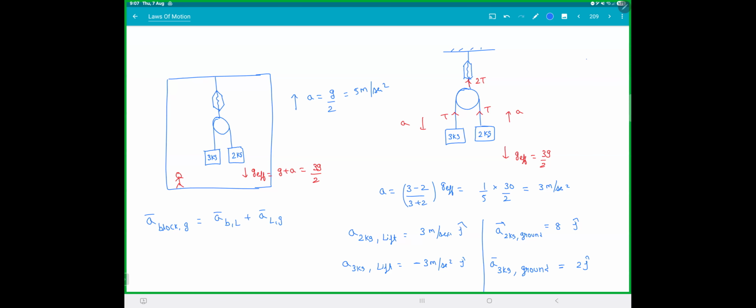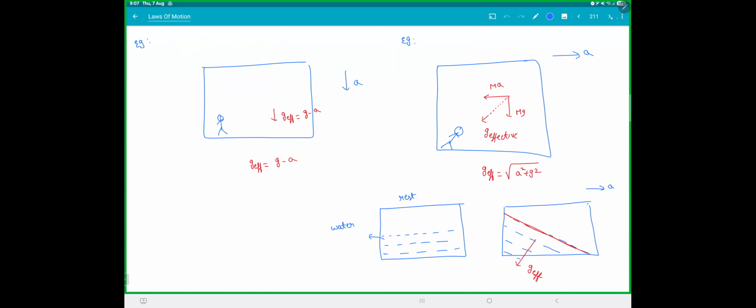This problem is very convenient if you do it in the lift car frame. If you try to do this in the ground frame, I'll just show you how it looks. It actually gets messed up.